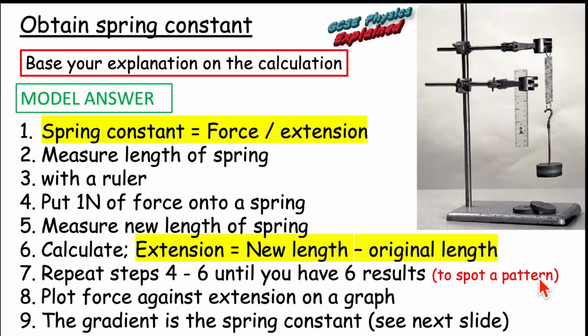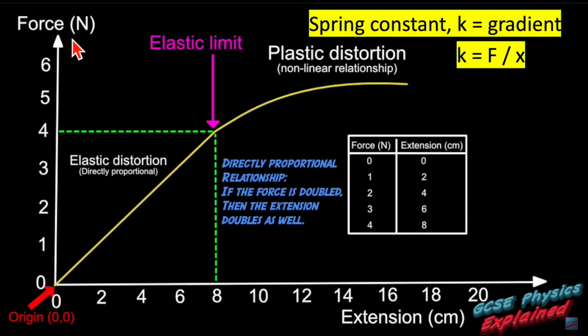Why? To spot a pattern, and then plot the force against the extension on a graph, and the gradient will be the spring constant. And I can show you what that looks like in case that's how they want you to answer it, using this graph here. So, force-extension graph. When the force was 0, the extension was 0, so it'll always go through the origin. And as you add the force, it should extend linearly, which means in a straight line. Don't exceed the elastic limit, otherwise you'll start going into plastic distortion, which is a non-linear relationship.